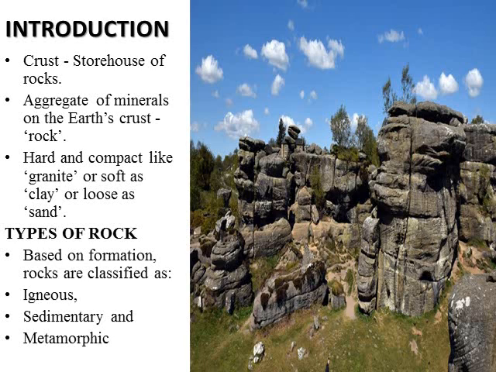So what is rock? Rock is nothing but an aggregate of minerals on the earth's crust. Aggregate means something that is formed by a group of things, an element or a group of elements combined together to form an object. So a rock is a group of minerals, or sometimes minerals combine together to form a rock.